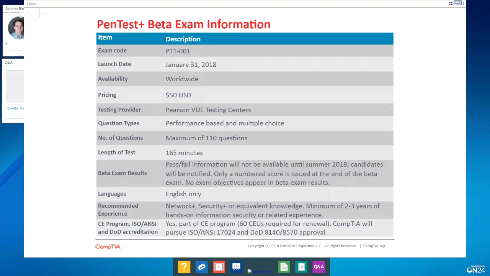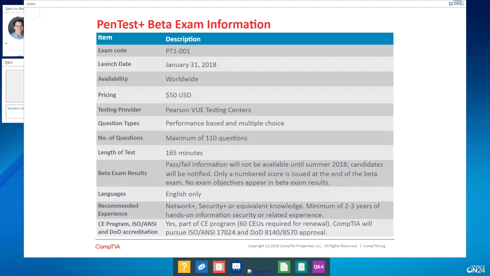And you'll be notified around the time the final exam is released in July. So probably if anyone takes the beta, they'll find out, I'm guessing, in the June, July time period, if they passed or not. But they won't get any kind of a score. Only the final exam will have an actual score.